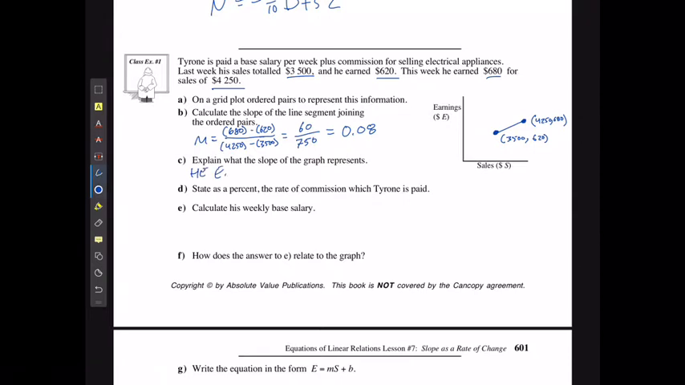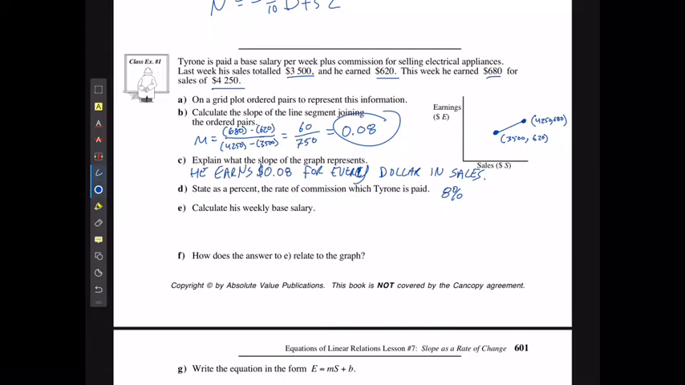He earns 0.08 for every dollar in sales. State as a percent what rate of commission he makes. Well, 0.08 as a percent is going to be 8%, or 8 out of 100.